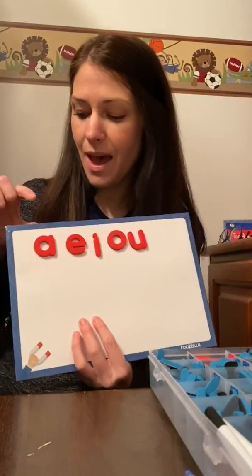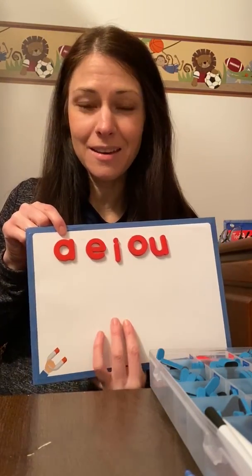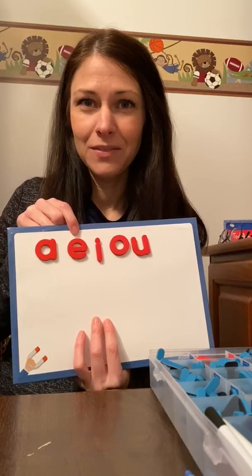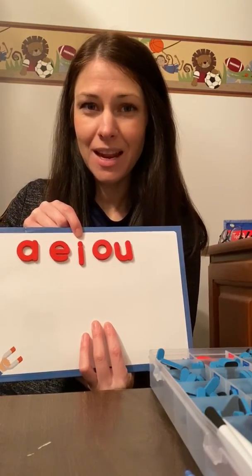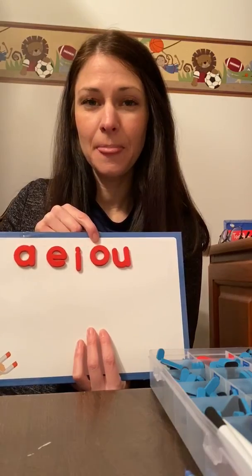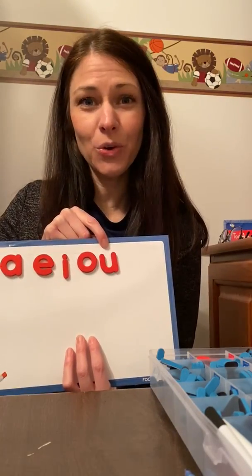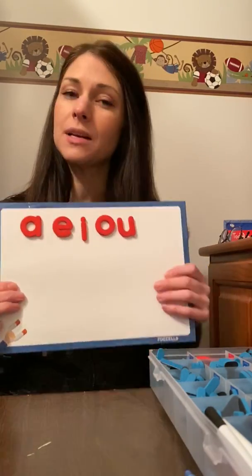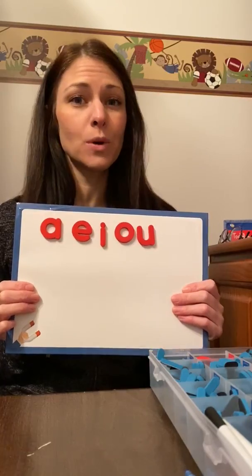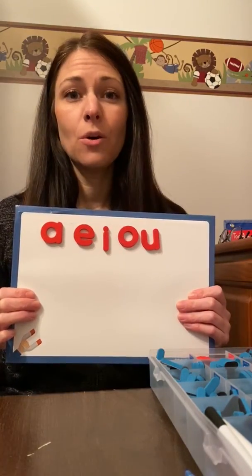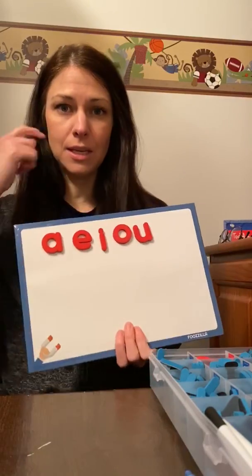All right. What letter is this? Good. A. What letter is this? Good. E. I. O. U. Good. And now remember yesterday we talked about vowels being very, very, very important because in every word we read, there's a vowel. So we definitely need to know the sounds of the vowels. So let's practice those again today too.